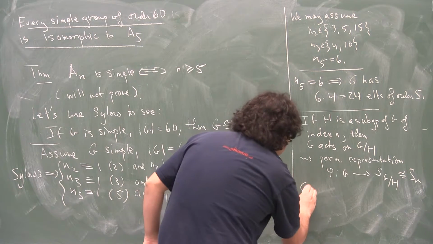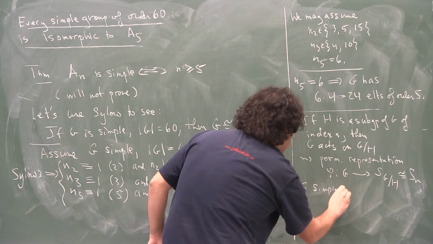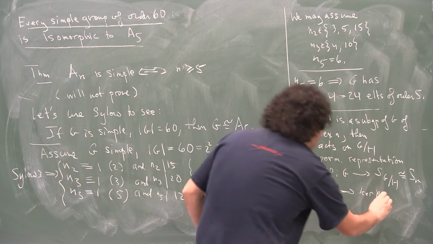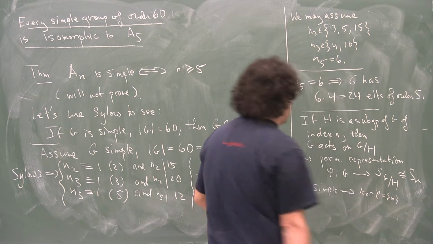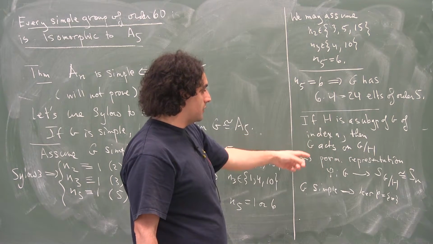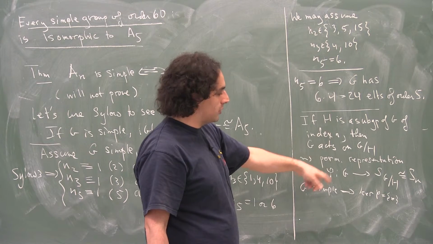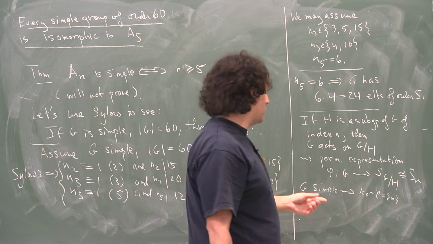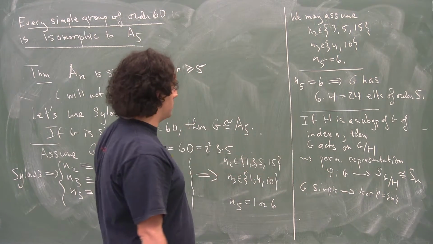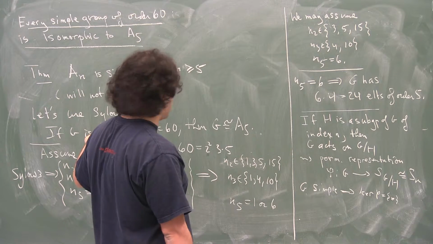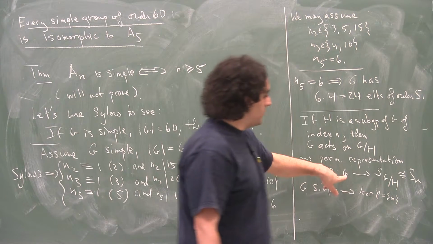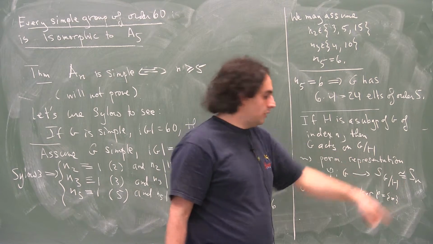Okay, and now G simple, this implies that the kernel of phi is the identity. G acts transitively on G mod H always. That means that this action cannot be trivial. The kernel cannot be all of G. So the kernel is a normal subgroup, so it must be the identity. Otherwise, the kernel would be a non-trivial normal subgroup contradicting the simplicity of G. So that means we have an embedding of G into Sn.